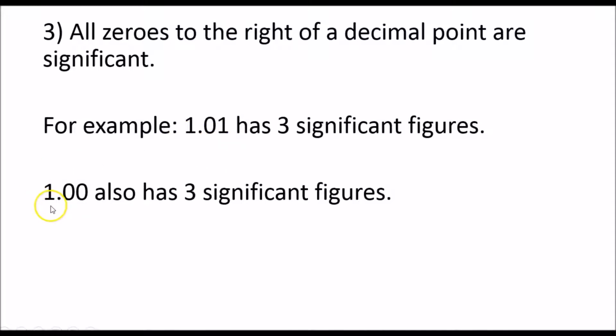So here's another example. 1.00 also has 3 significant figures. Even though these are zeros and they're not between 2 non-zero numbers, they are still significant because they are to the right of a decimal point. And we will explain later why 1.00 is different to just writing 1.